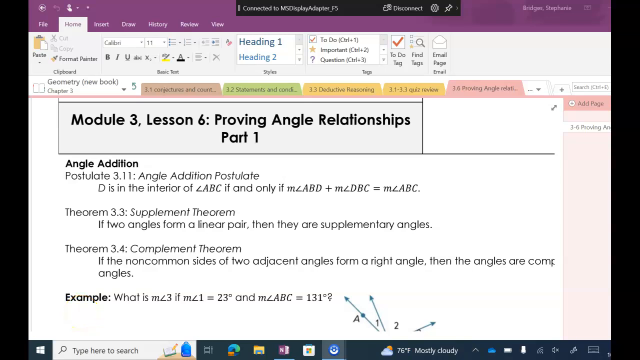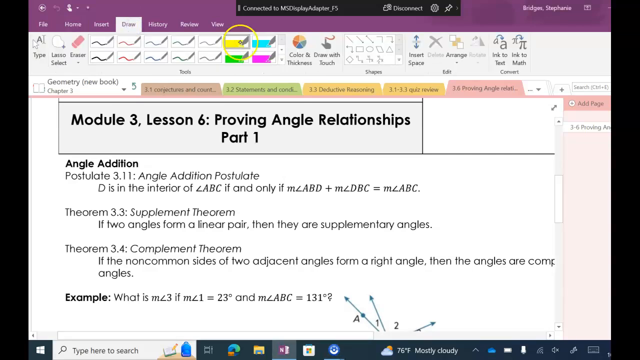Okay, so there are a couple of things that we're going to talk about first before we get into proving angle relationships. The first one is a postulate. That is just a statement that is accepted without proof. And that postulate is called the angle addition postulate.